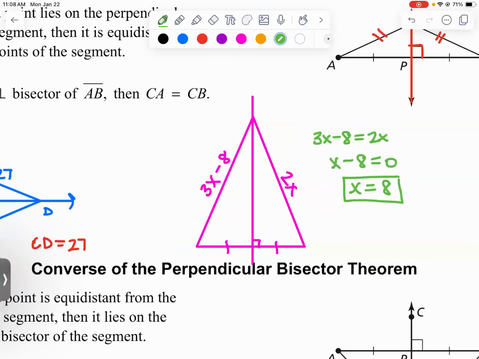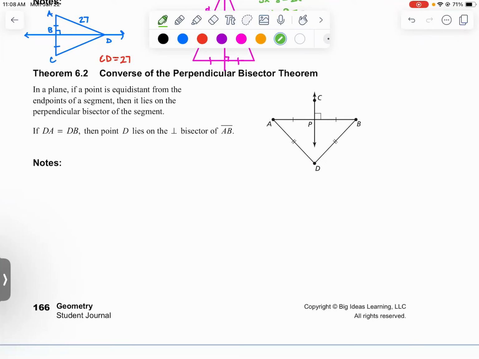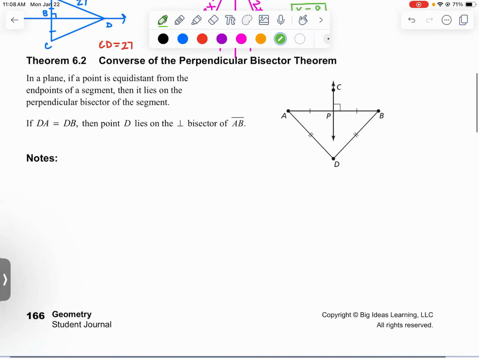Now, we also have the converse to this. If a point is equidistant from the ends of the segment, let's talk about this D right here. We know that D is equidistant to A and B because it's marked. Do you see that? If that's true, then we know that D lies on the perpendicular bisector. Without having it drawn in, we know the perpendicular bisector is going to go through it.